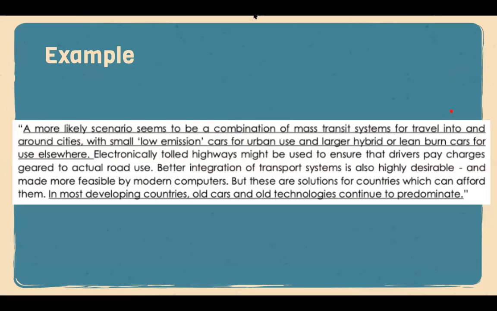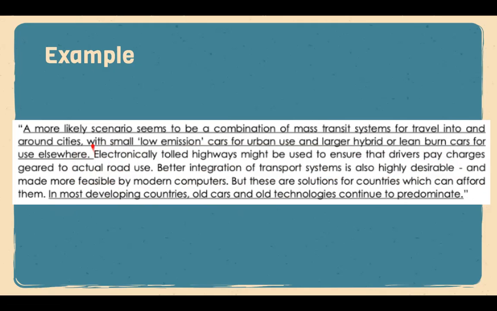Okay, so here we have an example, and it's already highlighted. But just by reading the first sentence and the last sentence, we get an idea what the text is about. So it says, a more likely scenario seems to be a combination of mass transit system for travel into and around cities, with small low emission cars for urban use and large hybrid or lean burn cars for use elsewhere. And then it says, electronically toll highways might be used to ensure that drivers pay charges geared to actual road use. Better integration of transport systems is also highly desirable and made more feasible by modern computers. But these are solutions for countries which can afford them. In most developing countries, old cars and old technologies continue to predominate.